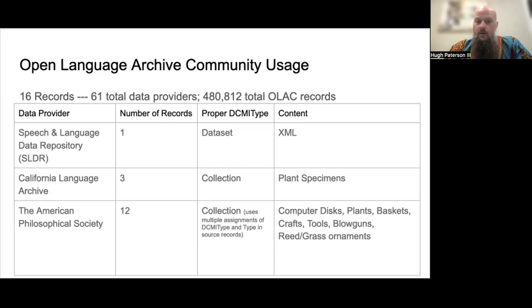One of them is their XML data set, and another 3 talk about or describe collections of plant specimens. Another 12 then talk about collections of different things where they're referring to computer disks, plants, baskets, crafts, tools, blowguns, reed ornaments, grass, art pieces made from plants, etc. So this is the kind of data that we're talking about in the rest of my presentation.